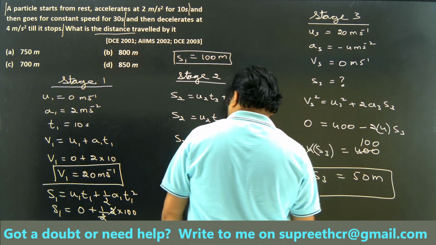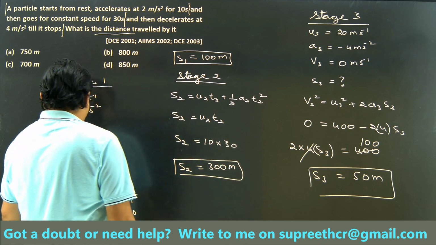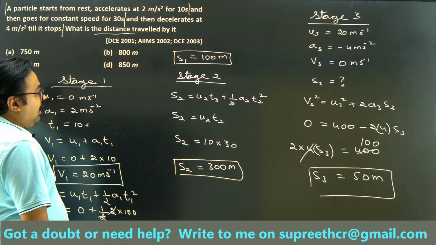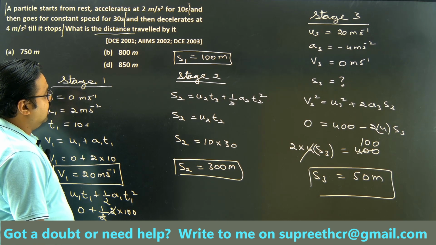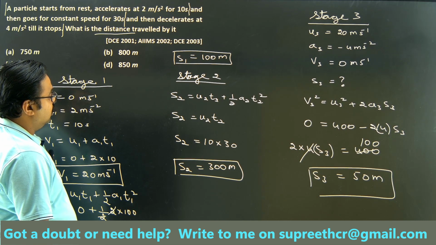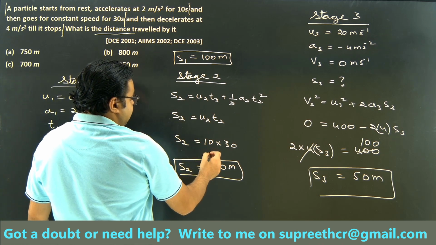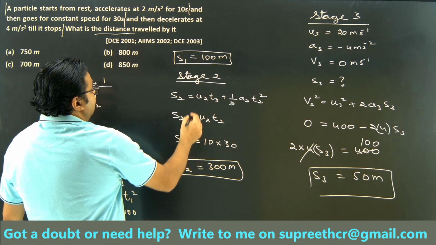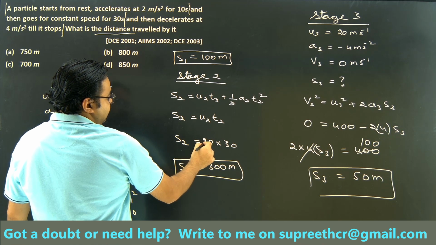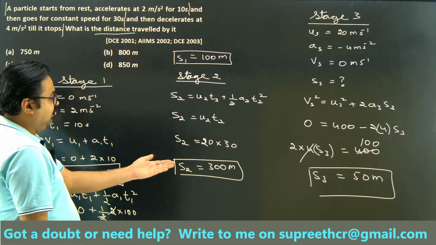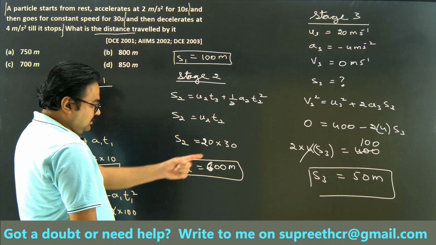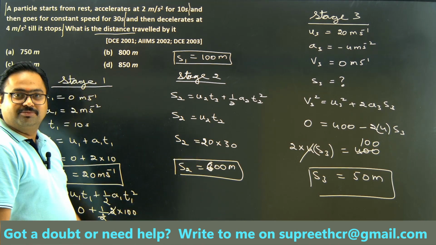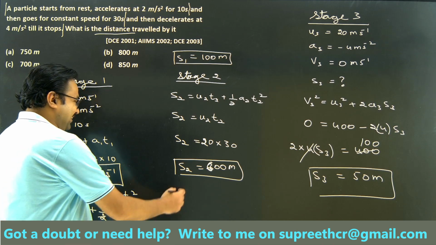So that's S3. Well, having said that, you have the total. Okay, so I think I just made a mistake here. The initial velocity is 10, it is 20, so this will become 600 meter, and then that's a 50 meter. Really sorry for that glitch in my head.